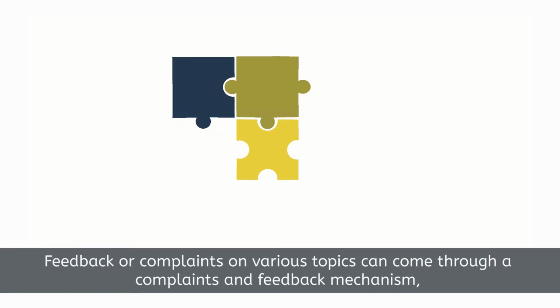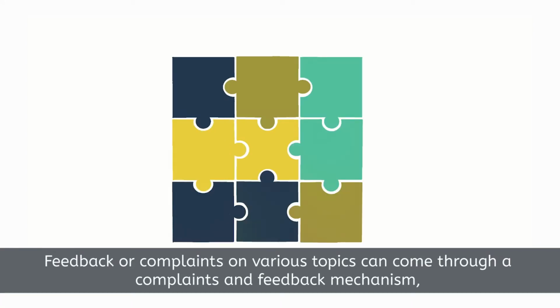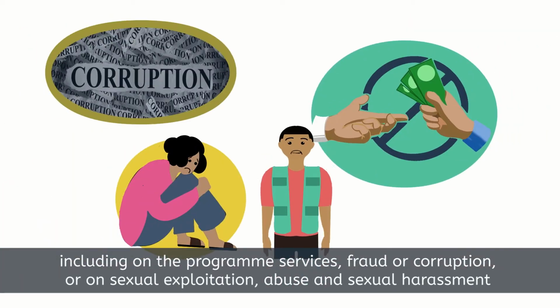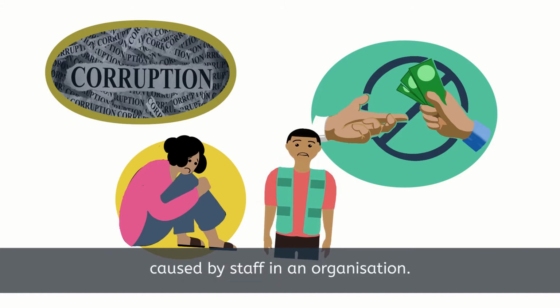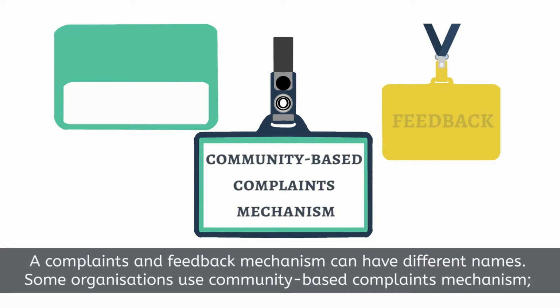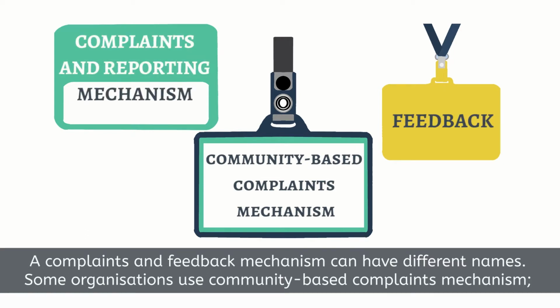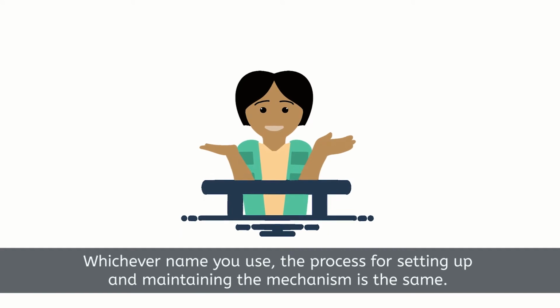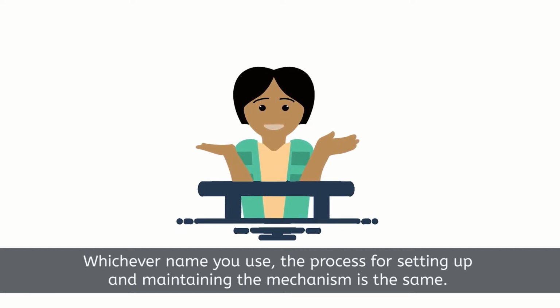members. Feedback or complaints on various topics can come through a complaints and feedback mechanism, including on the program services, fraud or corruption, or on sexual exploitation, abuse, and sexual harassment caused by staff in an organization. A complaints and feedback mechanism can have different names. Some organizations use community-based complaints mechanism, feedback, complaints, and reporting mechanism, or other names. Whichever name you use, the process for setting up and maintaining the mechanism is the same.